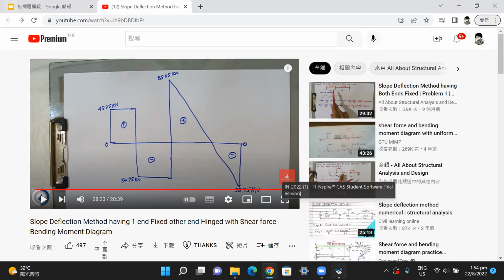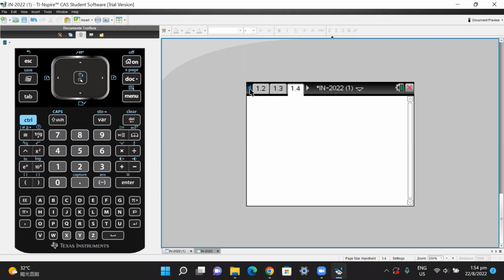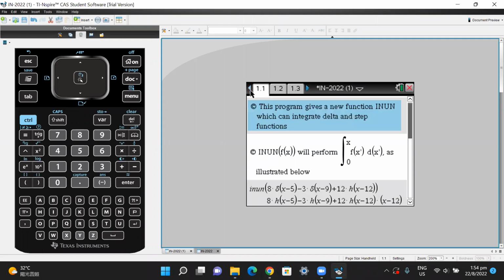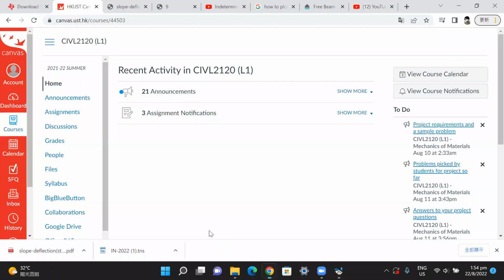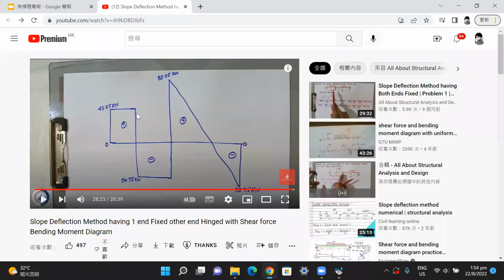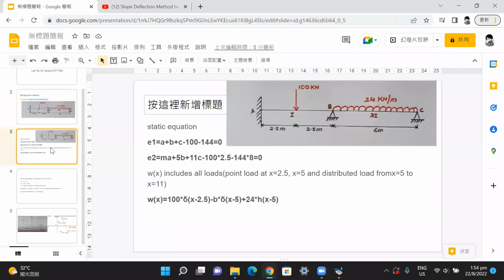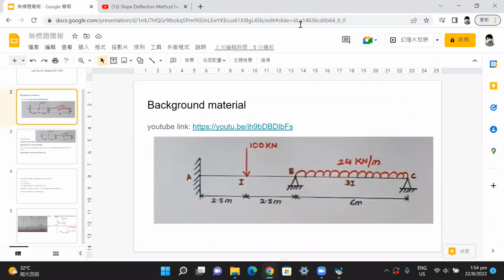And in this method, I will use a program called INUN to integrate different functions and help us to model the loads. And let me explain how we did this. First, we could get two static equations by using this simple diagram.